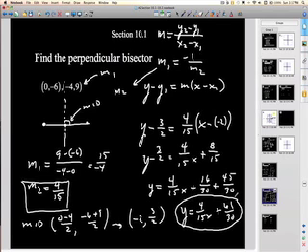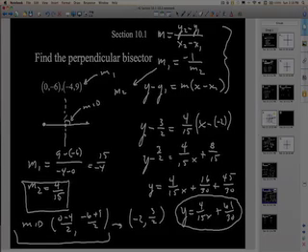Okay, that's finding a perpendicular bisector. Most of this, all of this use, was a review from Chapter 2. The only thing new we did from this chapter was the addition of the information about finding the midpoint. Okay, and that's it for 10.1.